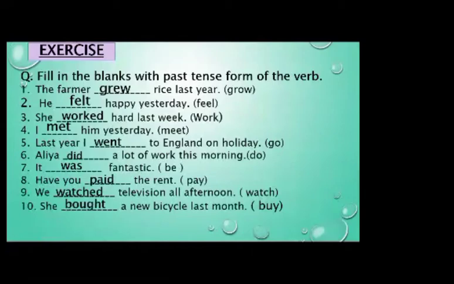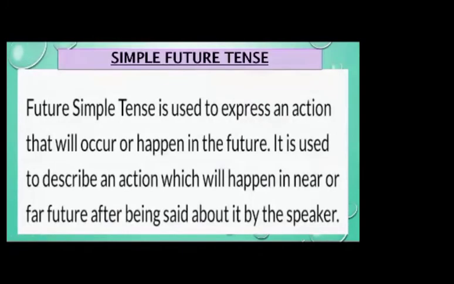Now let's look at the simple future tense. Future simple tense is used to express an action that will occur or happen in the future. It is used to describe an action which will happen in the near or far future after being said about it by the speaker. So the tense is used to express the actions in the future. There can be decisions, assumptions, or predictions. For example, it will be summer soon. So the signal words will be tomorrow, next week, next month, in a month.